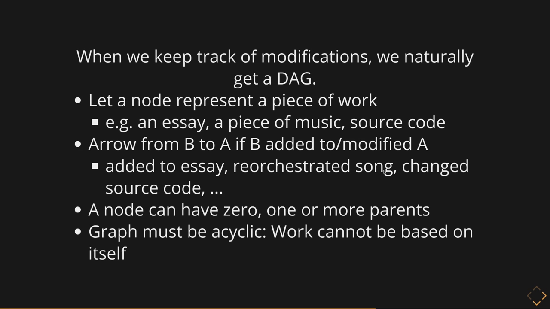so a node can have zero parents. It can also have one or more. Like if you integrate many pieces of work, you're going to have more than one parent. And again, since work cannot be based on itself, you cannot create something by having created it already. A graph that connects these pieces based on what they're based on will have to be acyclic. That's why this way of keeping track of what follows from what led to what will lead to a DAG.